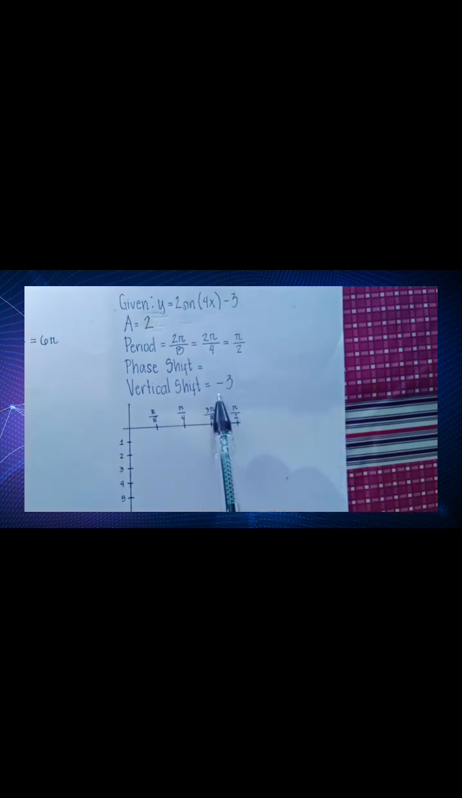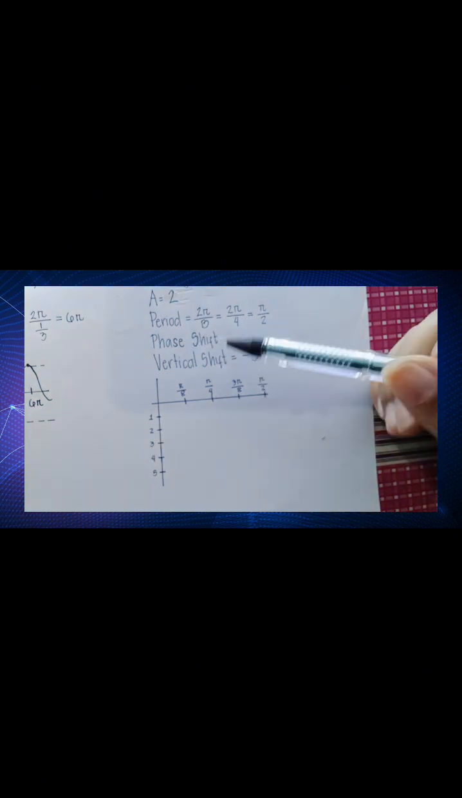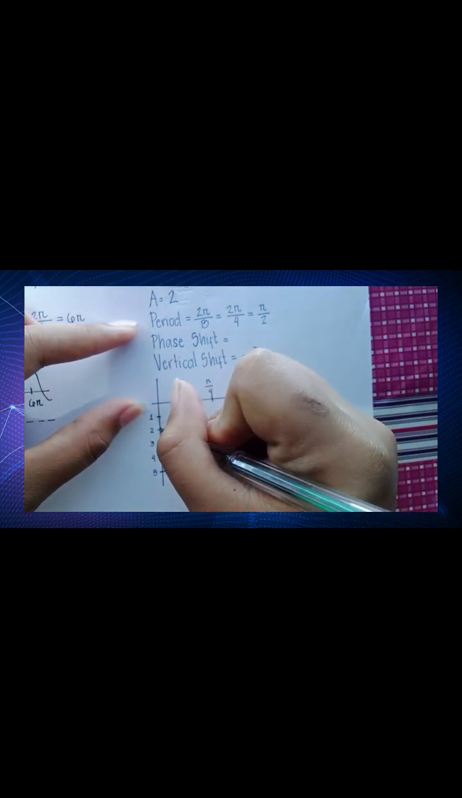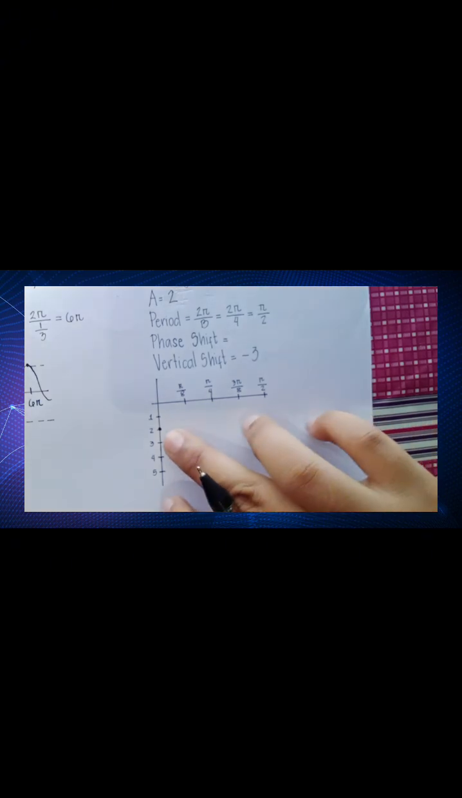So we have here the graph. Now we need to graph. So this is the pi over 2, which is the period. Our vertical shift is negative 3. So we put our point at the negative 3 for our broken line.